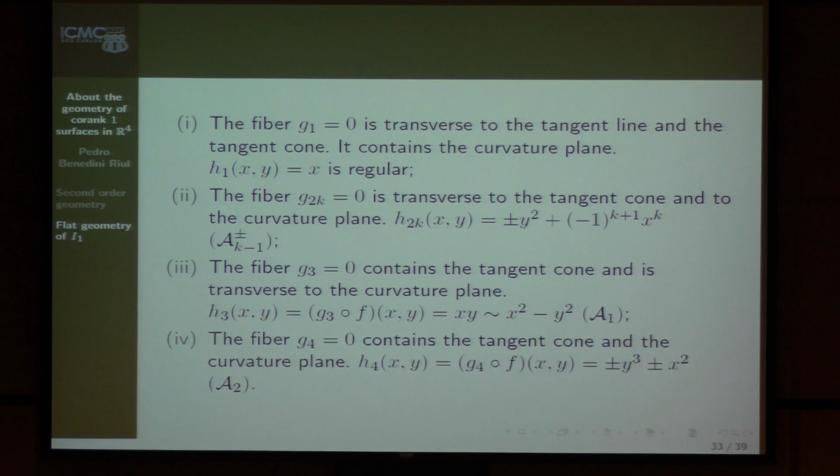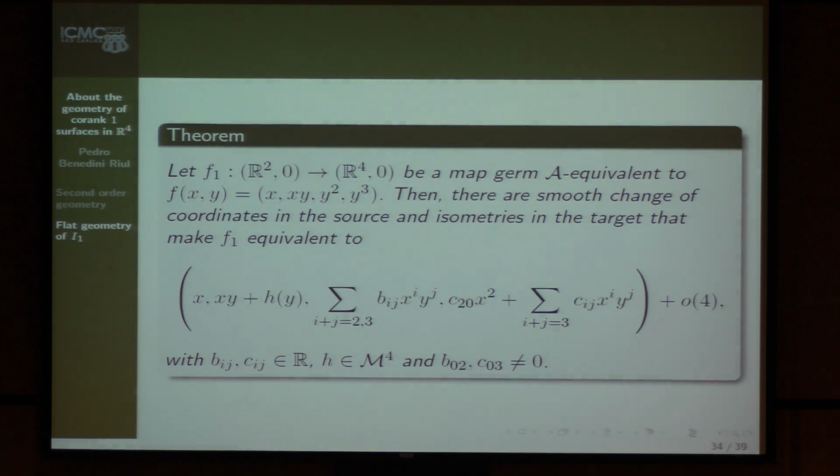And the last fiber contains both the tangent cone and the curvature plane, and in this case, the height function has singularity of type A2. So these are the generic singularities that we have for the height function. So with this, I finished the first approach in the study of the flat geometry. The second one, as Hao also promised, he made a lot of promises.